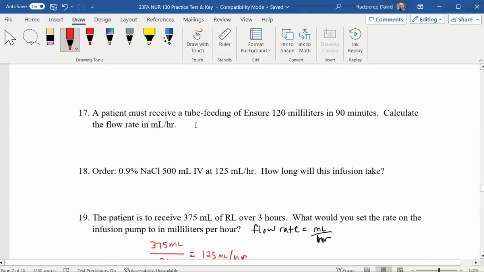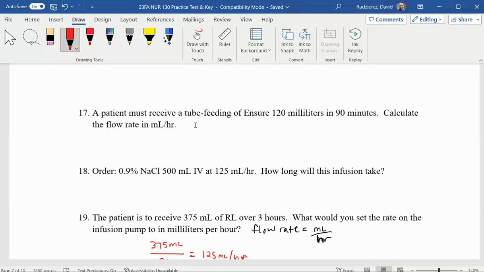Now, when it's volume over time and it's milliliters over hours, there's no extra conversion that needs to be done. But sometimes you'll see something that will have minutes listed instead of hours, like this number 17, where it says a patient must receive a tube feeding of Ensure, 120 milliliters in 90 minutes. What is the flow rate in milliliters per hour?